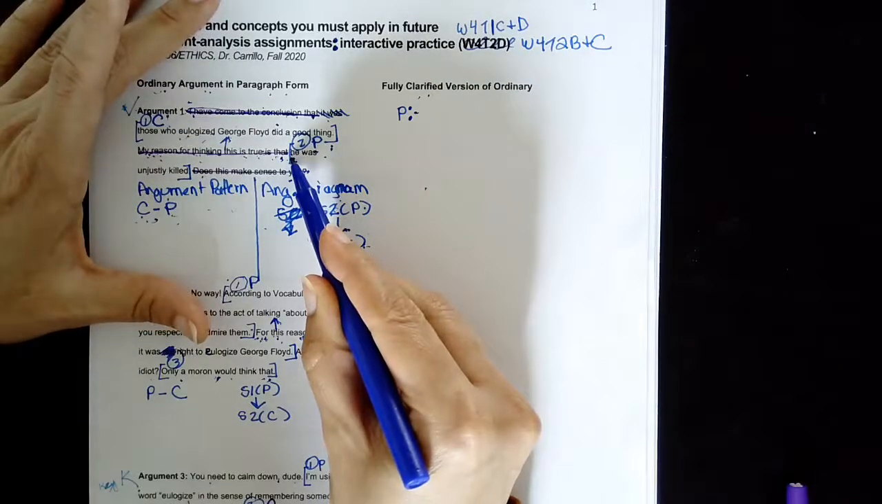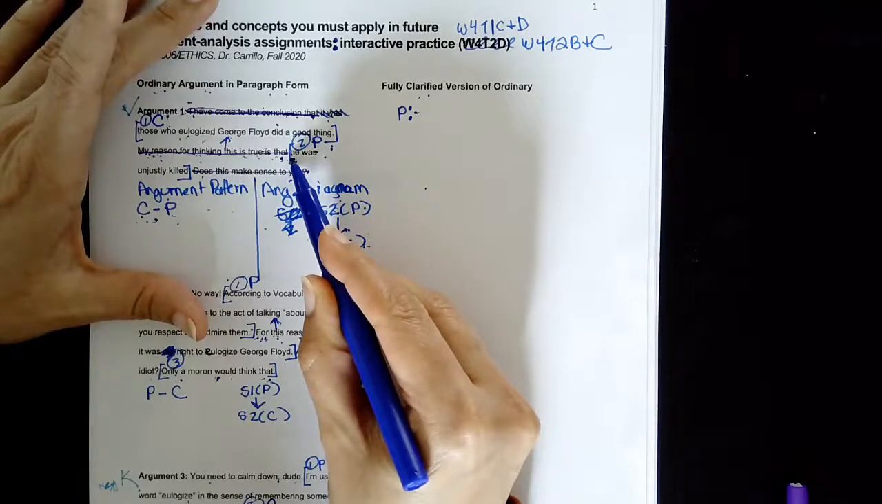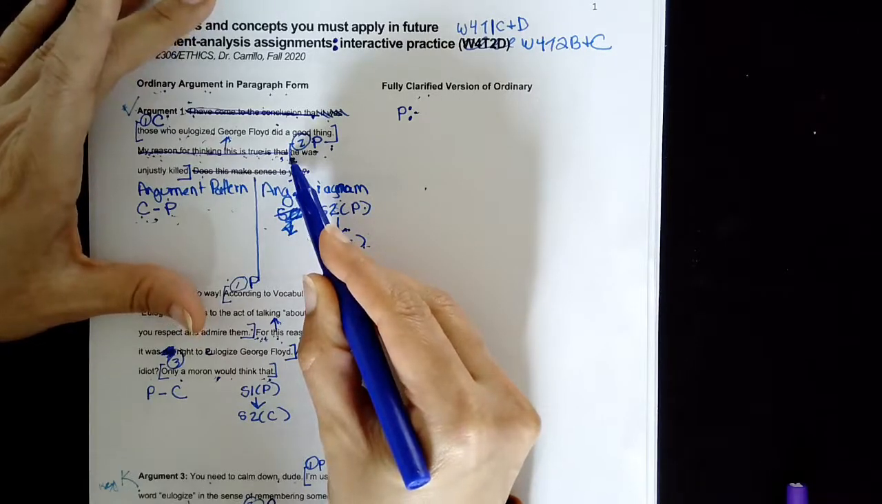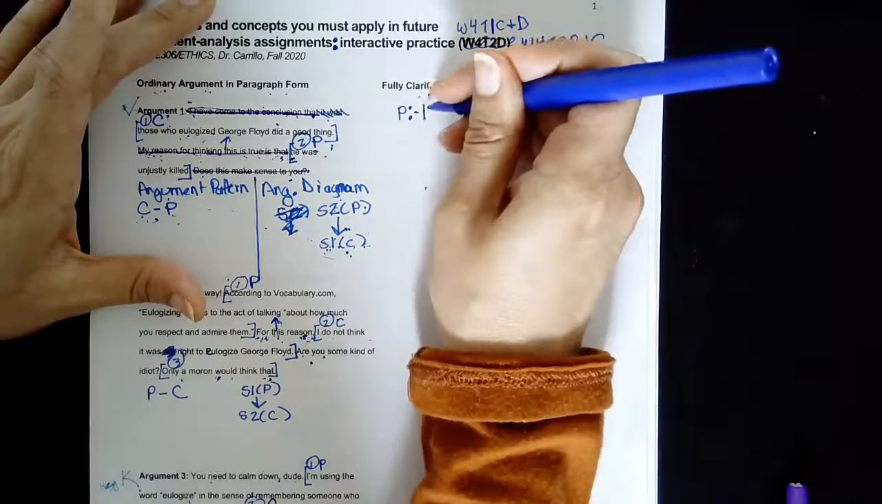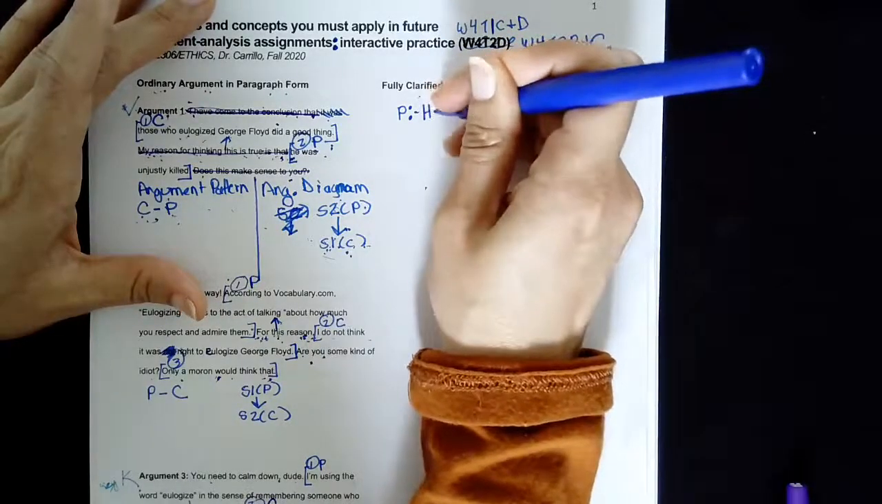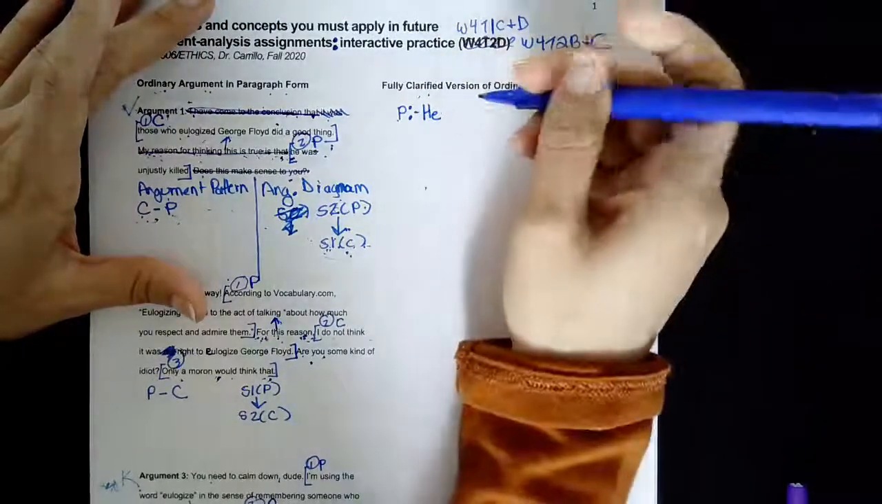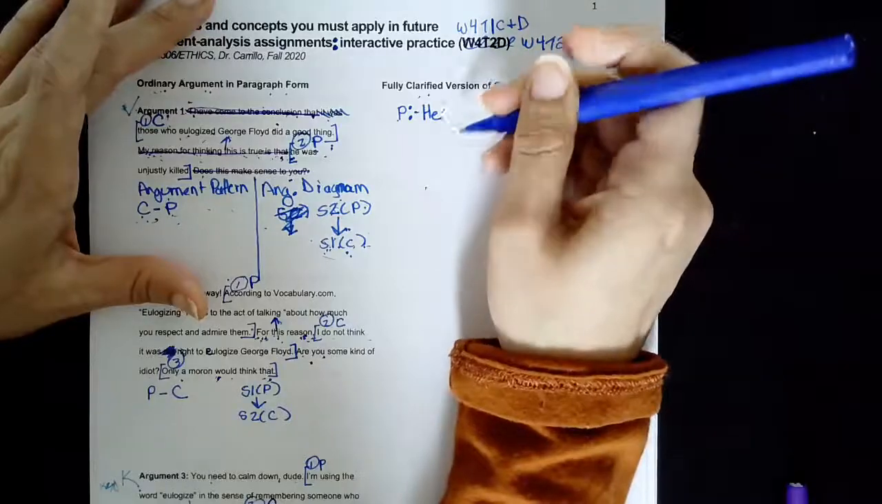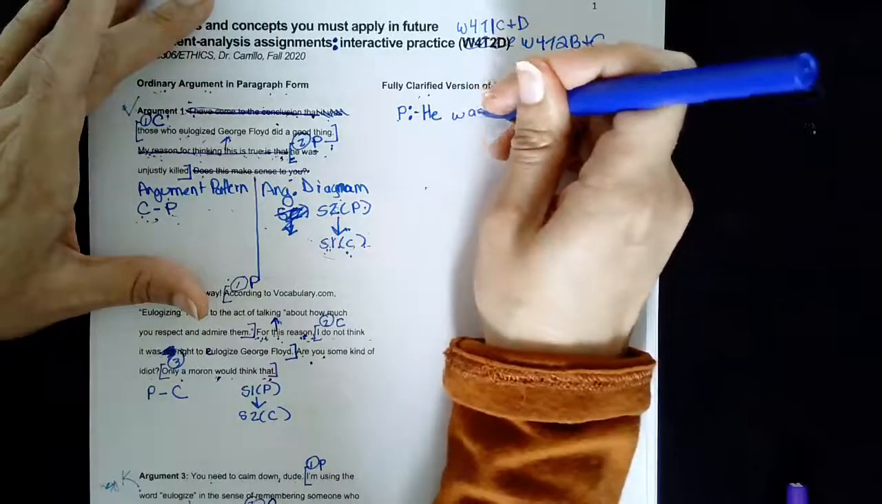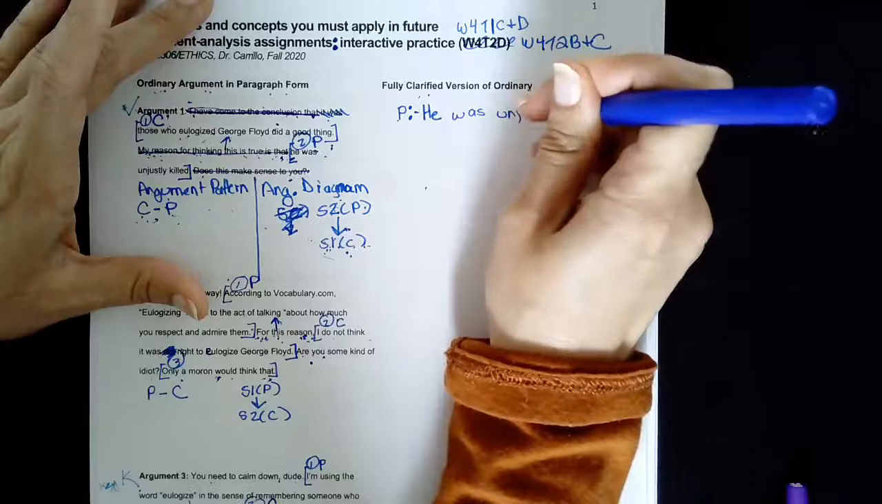So something that is very important when you're reformatting is to use proper writing mechanics and conventions. Since this is the beginning of a sentence, the beginning of a statement, it starts here, not here. That's just a label. The beginning of the sentence or statement starts here. We want to capitalize the first letter. So it says, he was unjustly killed.